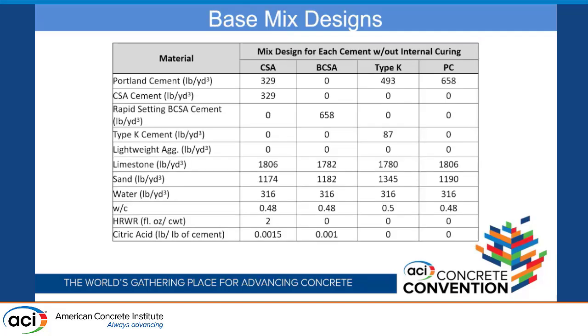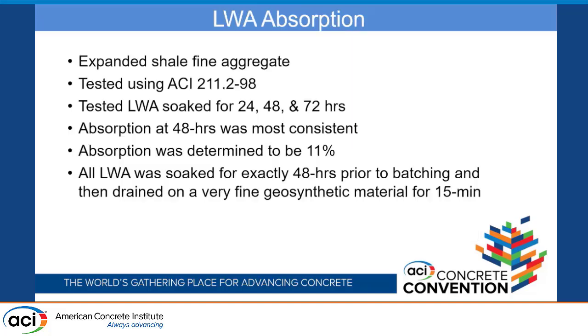So we can look at the mix designs here. If you really want to look at that closely, we can talk. But it's basically a 7-sack mix across the board, except with the type K shrinkage compensating being a little different because it includes 15% of that type K shrinkage compensating cement. We had a water cement ratio of about 0.48 to 0.5. And then we only needed high range water reducer for the rapid setting CSA cement additive.